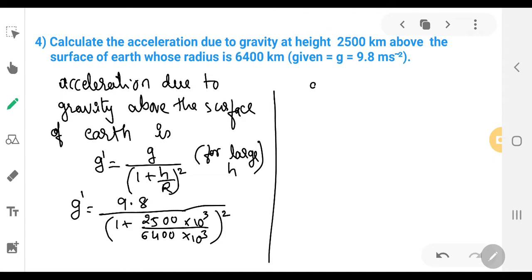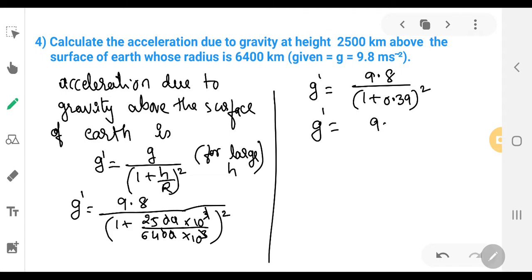So g dash is equal to 9.8 divided by 1 plus 0.39 the whole square. The 10 to the power 3 cancels, the 0s cancel, and it is 25 by 64. When you calculate 25 by 64, you get 0.39. So 1 plus 0.39 the whole square, or g dash is equal to 9.8 divided by 1.39 the whole square.